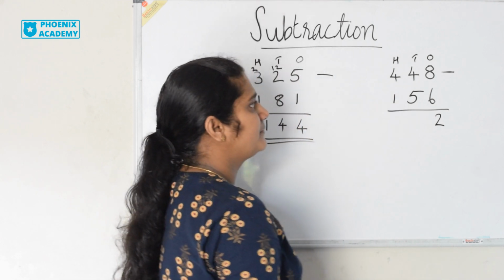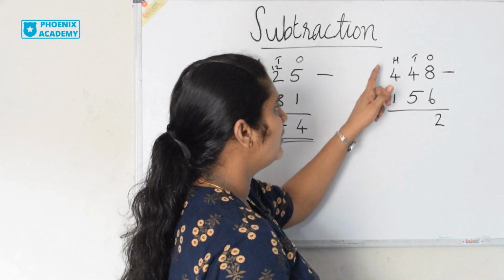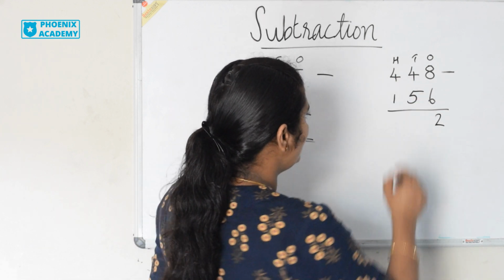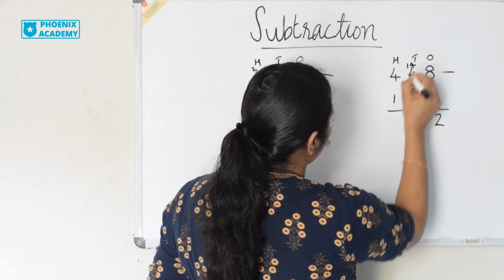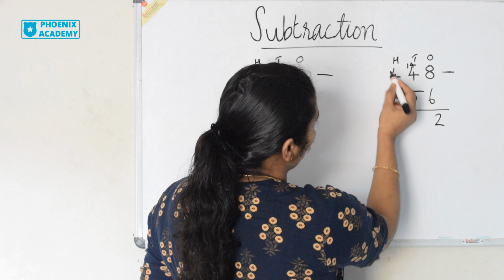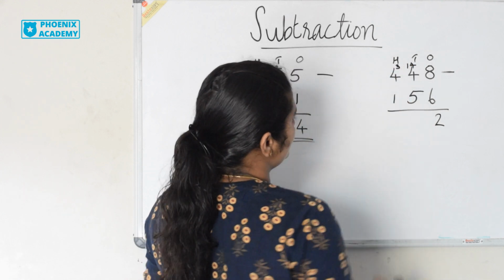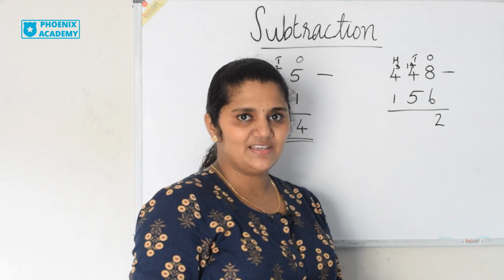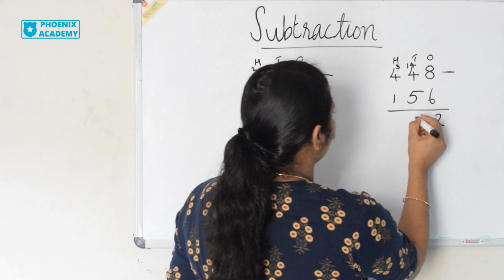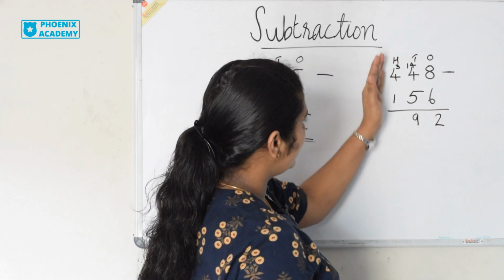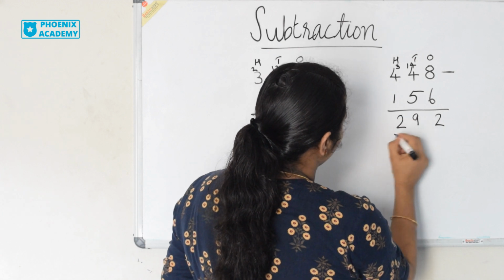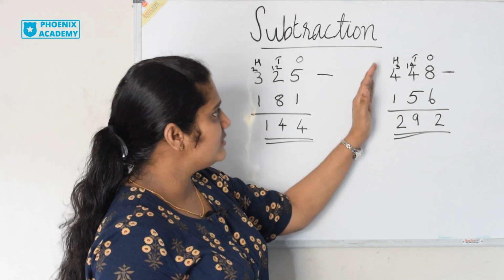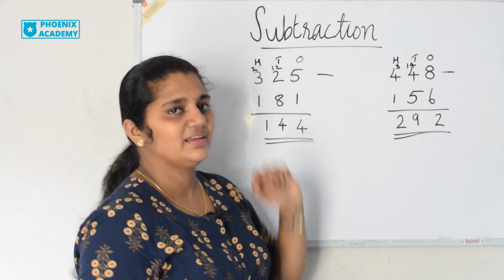4 minus 5. Since 5 is a bigger number, we will borrow 1 from hundreds place. So this 4 becomes 14. This 4 becomes 3 hundreds. So let's subtract 14 minus 5. 14 minus 5 is 9. 3 minus 1, 2. So the answer is 292. Here also we are regrouping tens and hundreds.